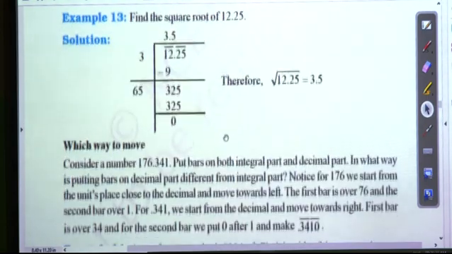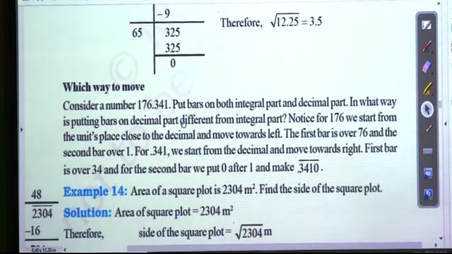Now further, what is explained? Which way to move? What they are saying further? Which way to move? For what?